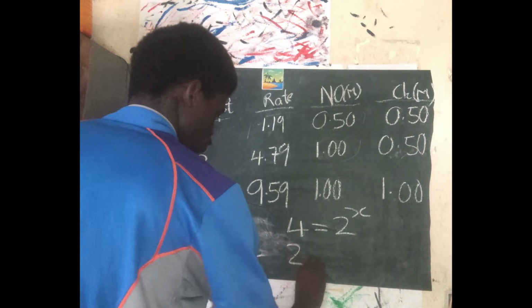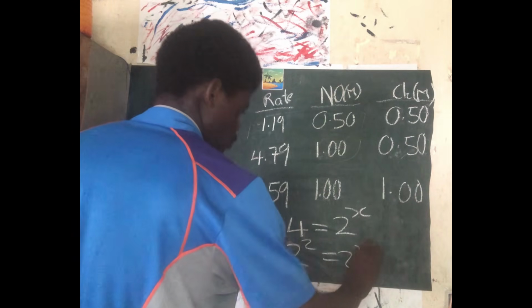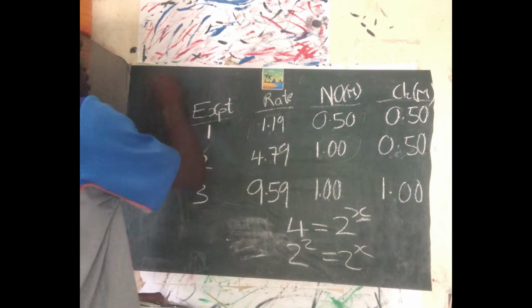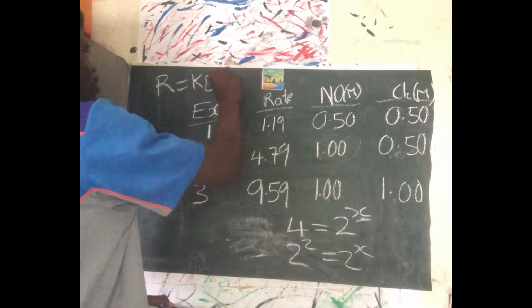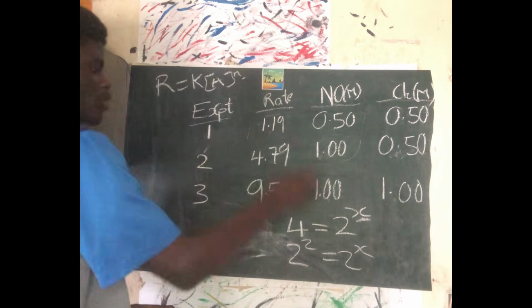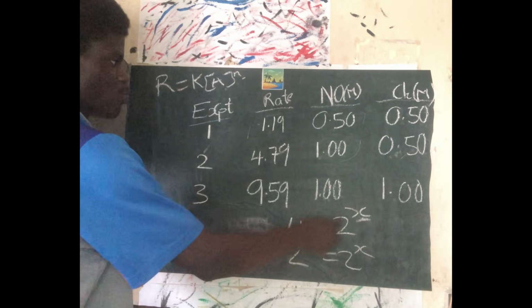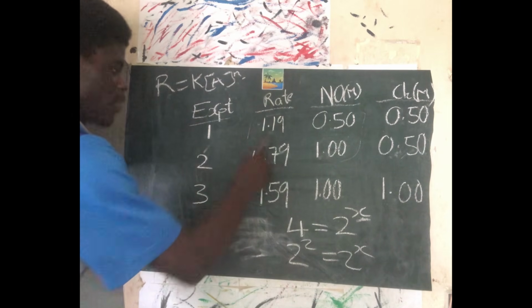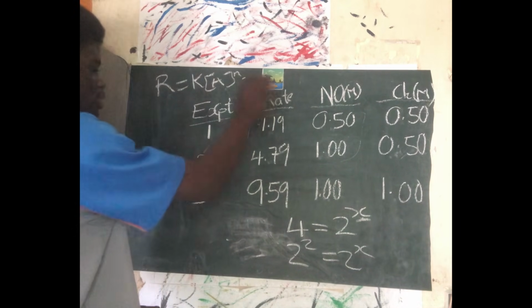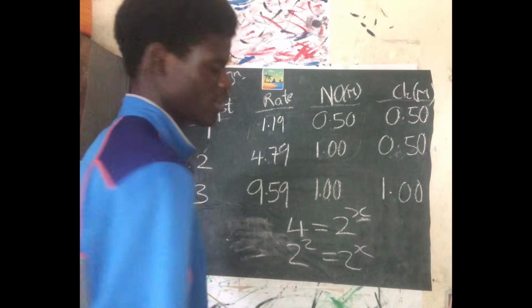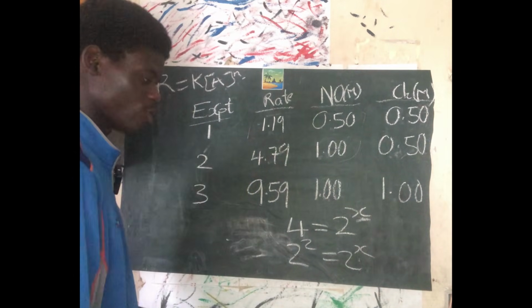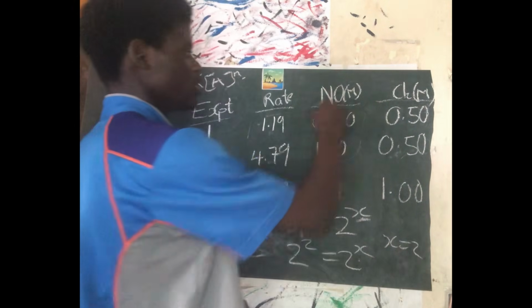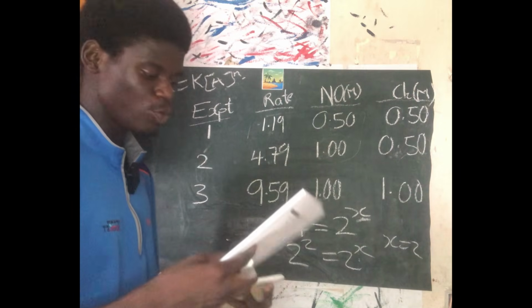So 2 raised to power 2 is equal to 4, and this one is 2 raised to power x. We are representing the order of reaction with x because we know that the rate law is R equals k, concentration raised to power n. So this power we are representing with x. This is the concentration ratio, 1 divided by 0.5, which is 2. And the rate, 4.79 divided by 1.19, that was 4. From the law of indices, we know that x is equal to 2. That means for NO, the order of reaction is 2, so NO must be raised to power 2.